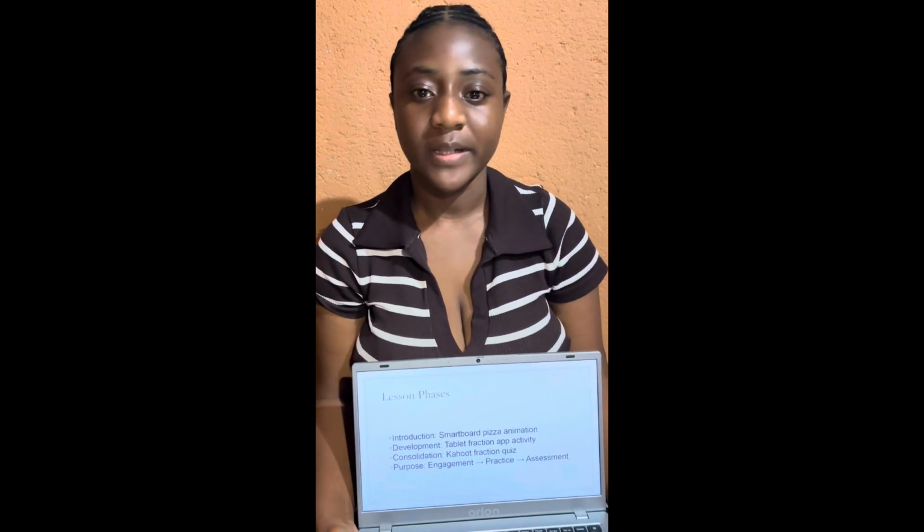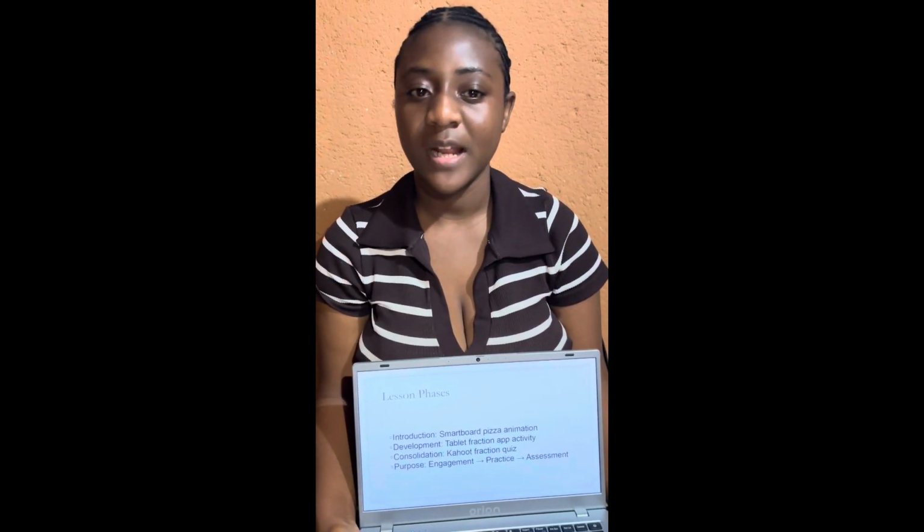The lesson was structured into 3 phases. In the introduction, I used a smartboard animation of a pizza being divided into halves and quarters to capture attention. In the development phase, learners worked in pairs on tablets using a fraction app to practice dividing shapes into equal parts. Finally, in the consolidation phase, I used Kahoot to run a quiz, allowing learners to review and demonstrate their understanding. Each phase had a clear purpose, which is engagement, practice, and assessment.